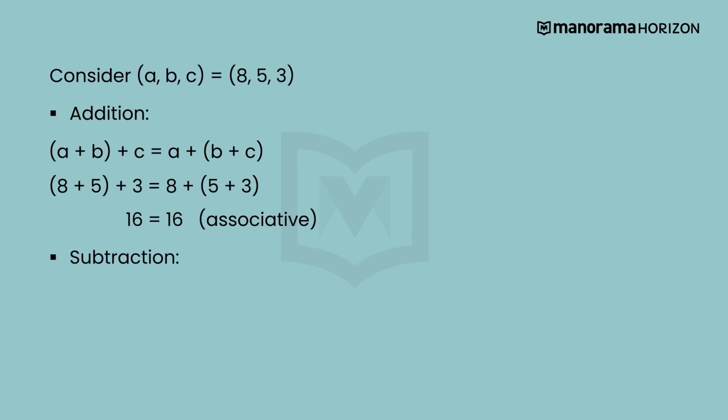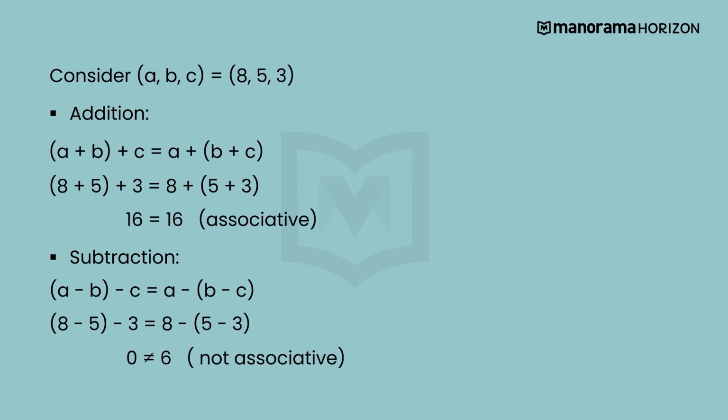Now, when we come to subtraction, (a - b) - c will be equal to a - (b - c). Is it correct? (8 - 5) - 3 is equal to 8 - (5 - 3). And you will get 0 on the LHS and 6 on the RHS. That means 0 is not equal to 6. So hence it is not associative.